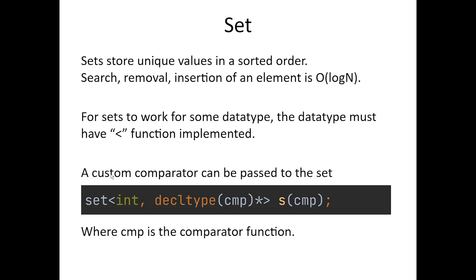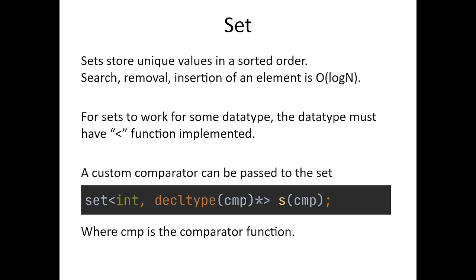You can also implement your own comparison function by using this code. This is something that you won't need to do; you just need to know it. You won't really be applying this, especially at the start. The comparator thing. Set is important. Here, what does this line mean? The data type must have a less than function implemented.